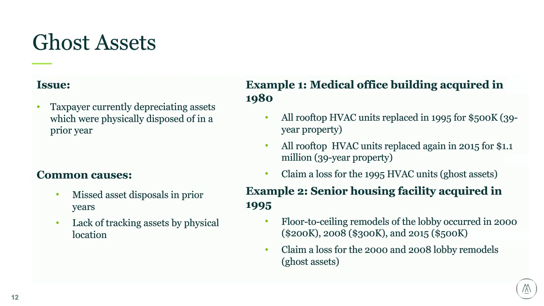A second example would be a senior housing facility that was acquired in 1995. The facility has multiple floor-to-ceiling remodels completed in 2000, 2008, and 2015. And so in this case, assuming the taxpayer could prove that all assets in the 2000 and 2008 remodels were physically removed, the taxpayer could claim a loss for these ghost assets.